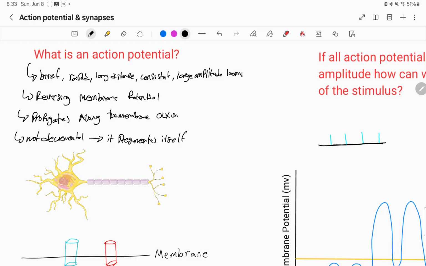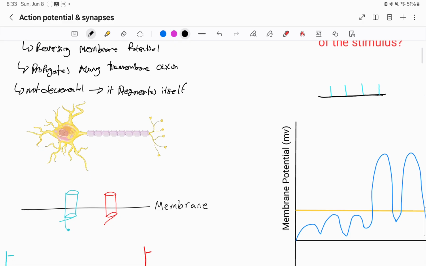In fact, it does not reverse the membrane potential either. However, it does propagate along the membrane, and it is very decremental, like we said. It does not regenerate itself either. So these are some of the properties.